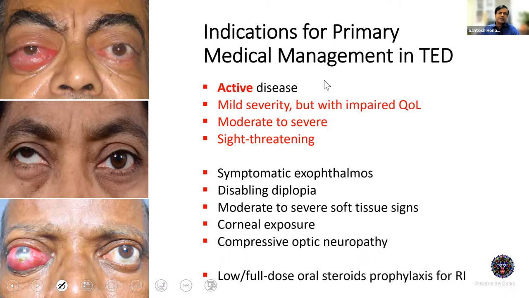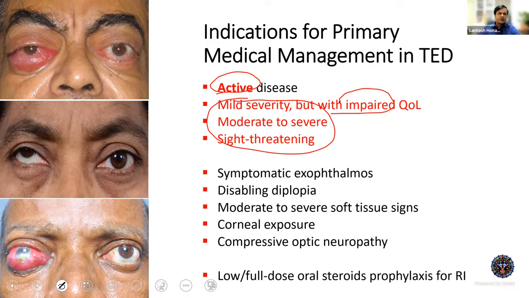Now, a patient has active disease, but severity could be anything. Mild severity, but with impaired lifestyle, moderate to severe disease, and sight-threatening severity. So activity is one. Then severity of any degree, mild, but with impaired lifestyle, then you consider medical management. So clear indications are patients who have symptomatic exophthalmos, disabling diplopia, moderate to severe soft tissue signs, corneal exposures, compressive optic neuropathy, where you have to treat these patients.